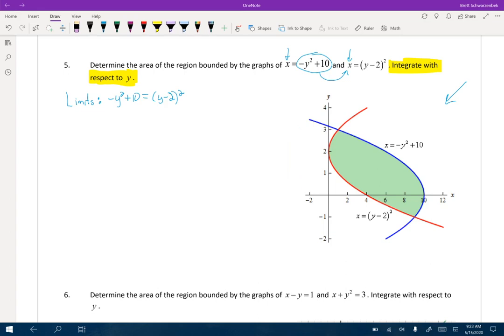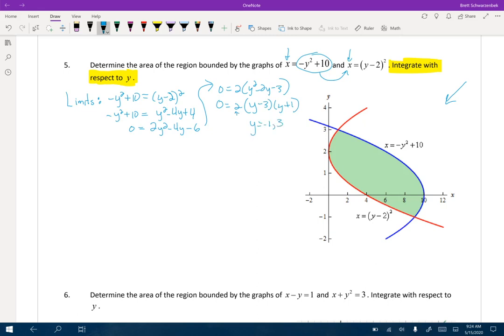So we're going to get negative y squared plus 10 is equal to y squared minus 4y plus 4. Remember, you've got to FOIL there. Do not forget that. Then we need to move everything to one side of the equation, so I decided to move it to the right. So we're going to get 2y squared minus 4y minus 6. We can take a 2 out: y squared minus 2y minus 3, then we go into factoring. We're going to get (y minus 3)(y plus 1). Setting this equal to 0 gives us y equals negative 1 and 3 as our values.